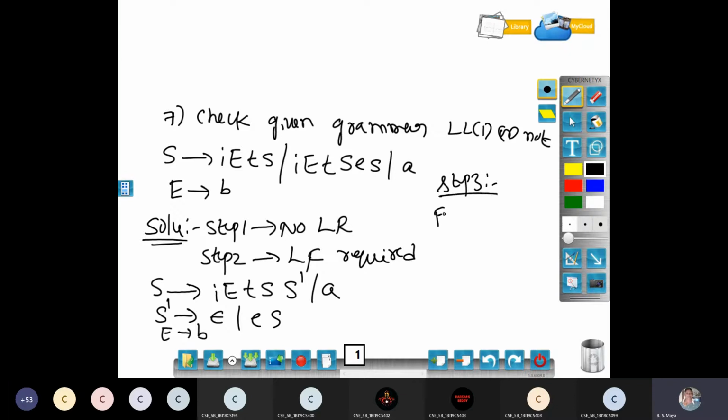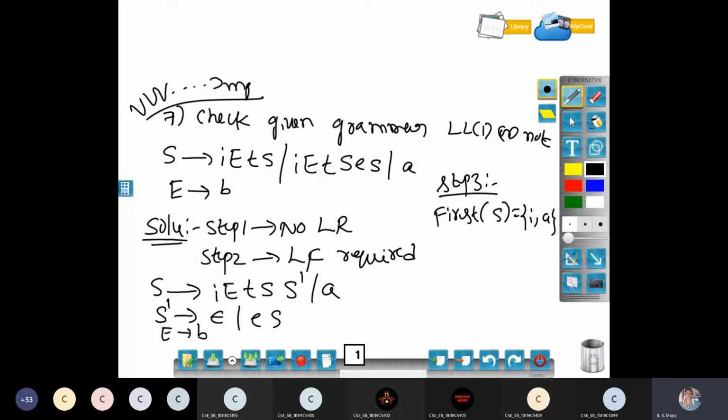For these you have to find step number 3: first and follow. First of S is equal to i comma a. This problem is very important. The same problem I will do with another technique. Now I will show how to check whether the given grammar is LL1 or not using the predictive parsing table. The same problem you can also check without using the predictive parsing table. Okay, the first method is with using the predictive parsing table.